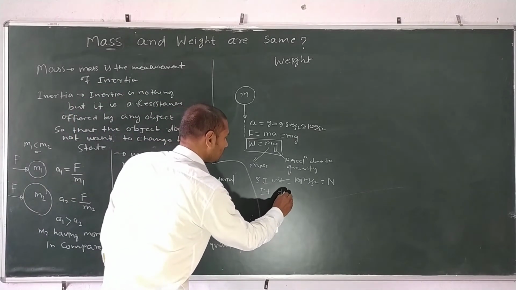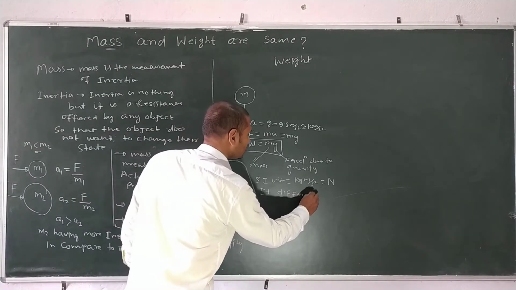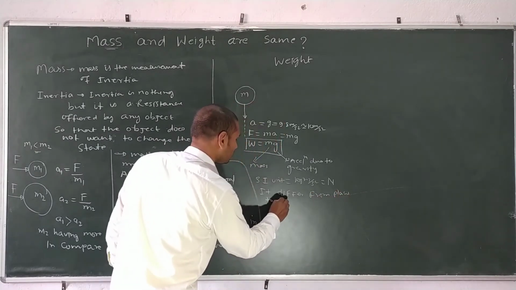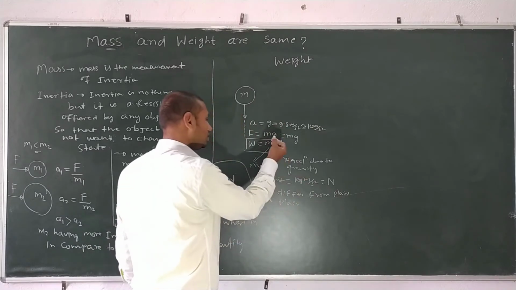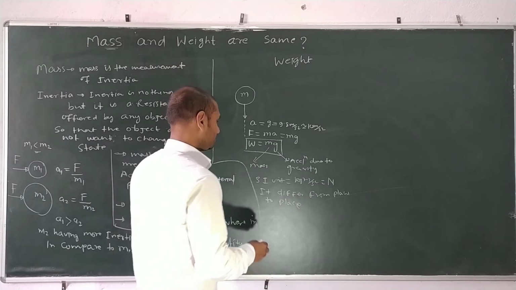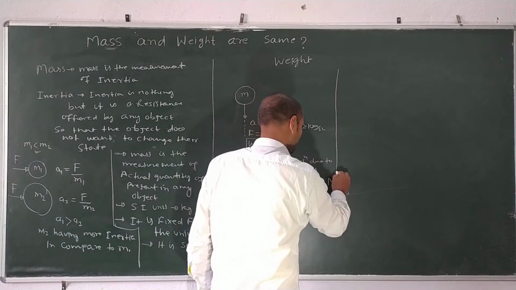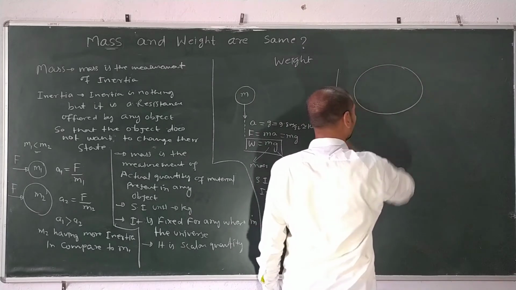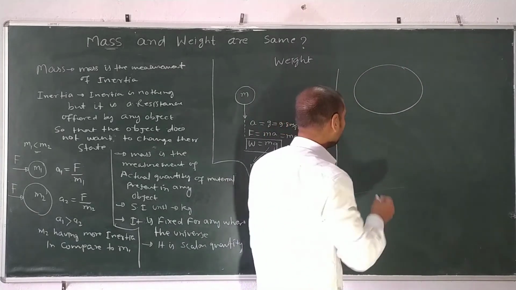Okay, and it is not fixed anywhere in the universe. It differs from place to place, because the g will differ from place to place. Let us see here about the g. We know that the earth is in the shape of an oval, not a complete sphere.